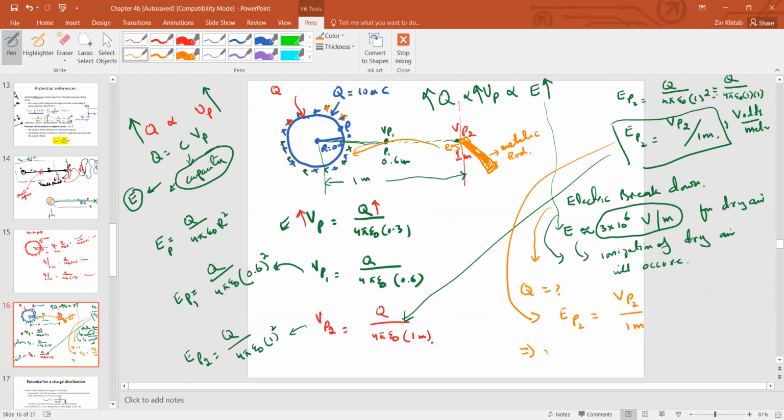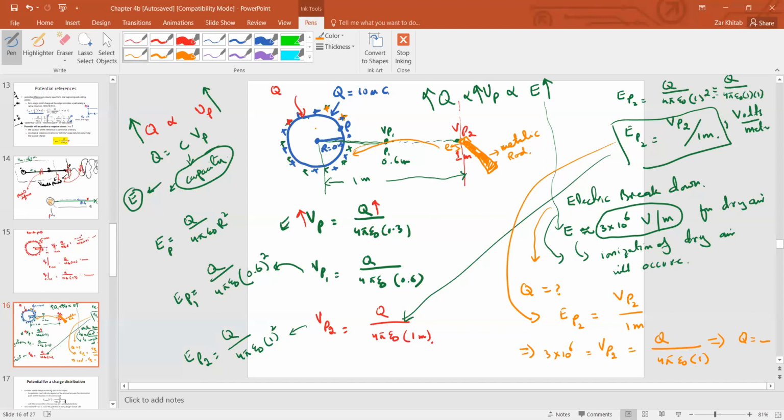What is EP2? It is 3 into 10 to the power 6 for electric breakdown to occur, which is VP2 divided by 1 meter, the unit value, which equals Q divided by 4 pi epsilon naught into 1 meter. So now here you can calculate your Q, the amount of charge which is necessary on this structure to cause the electric breakdown.